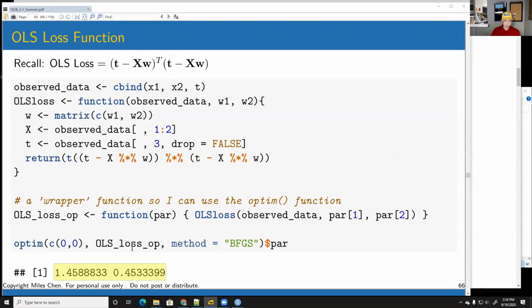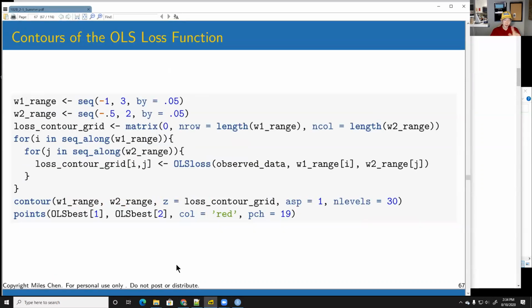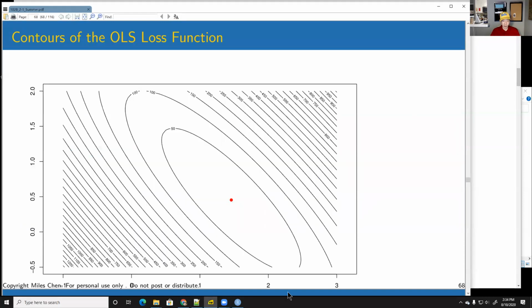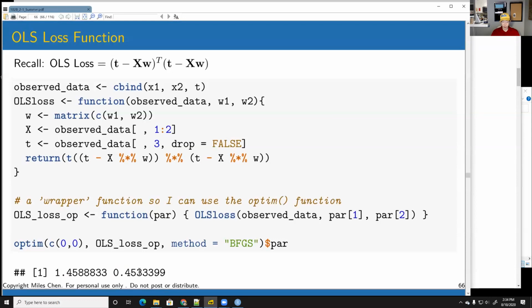Okay, so we asked R to use Optim, and you guys used Optim in your homework, I hope, and in that we say, find the coefficients that will minimize the loss function. So what I'm going to do now is modify the loss function that we're going to optimize. But before I get into that, this is the contours of the loss function. This is what the ordinary least squares loss function looks like. It's a bunch of ellipses, and the minimum happens right around here at 1.458 and 0.453.